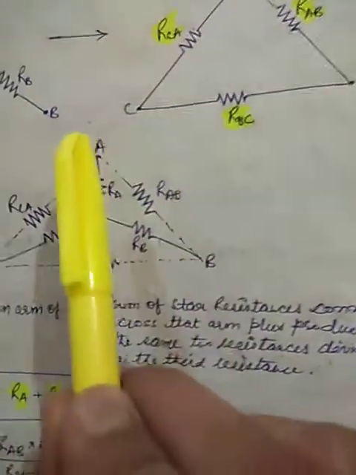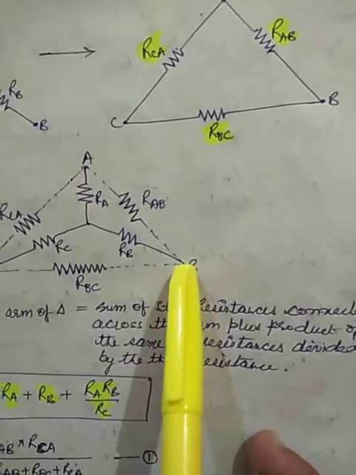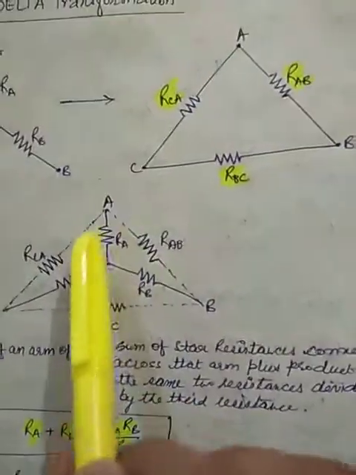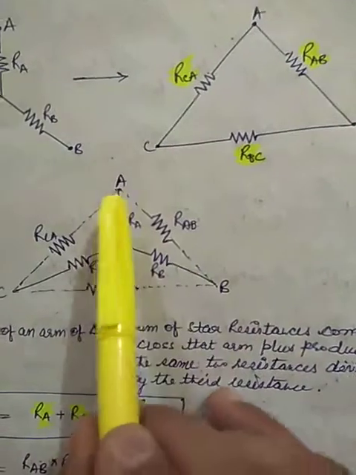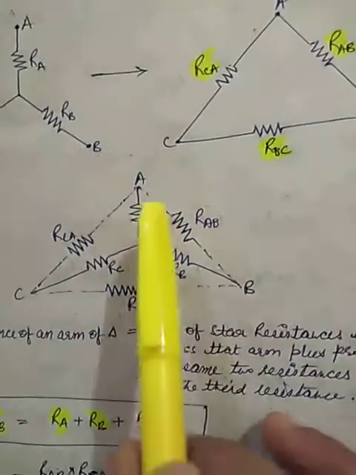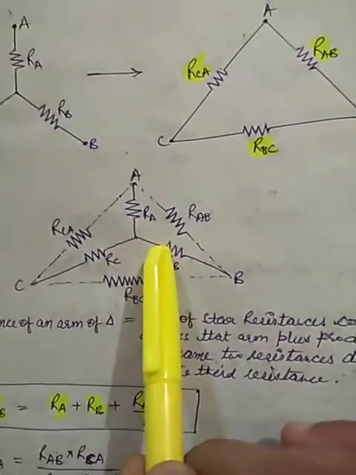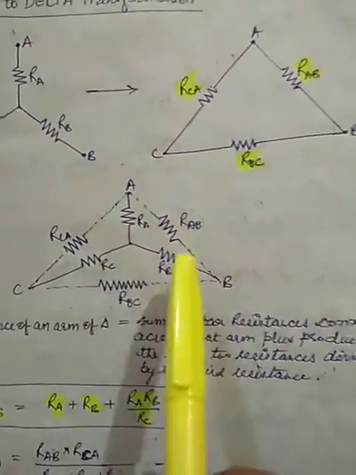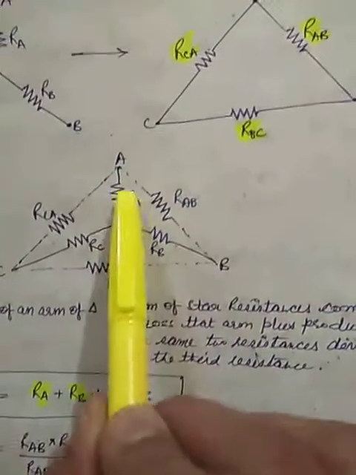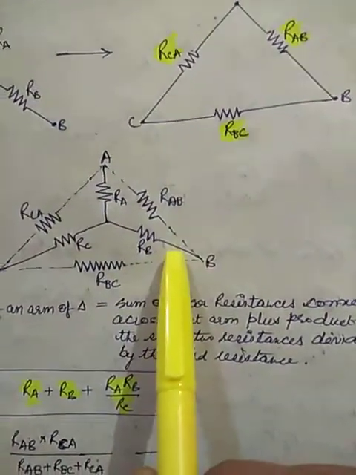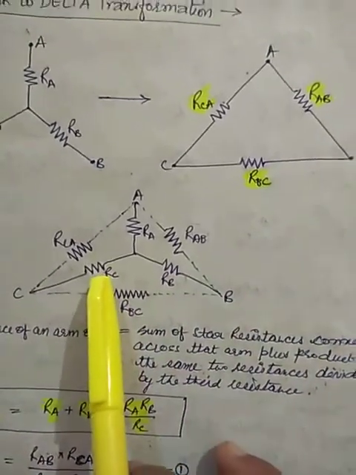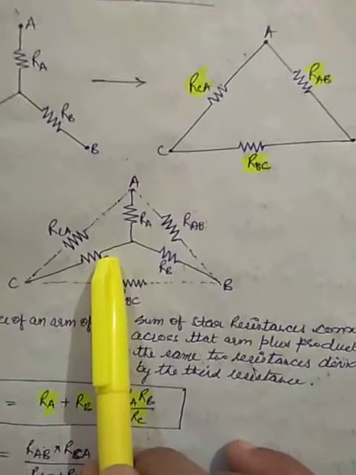This is connected between terminals A and B, and in front of this, the arms of the star connection are RA and RB. So here we will add up these two resistances. This is the formula: RA plus RB plus the product of these two resistances, RA into RB, divided by the third arm of the star connection, RC. So this will be the formula.